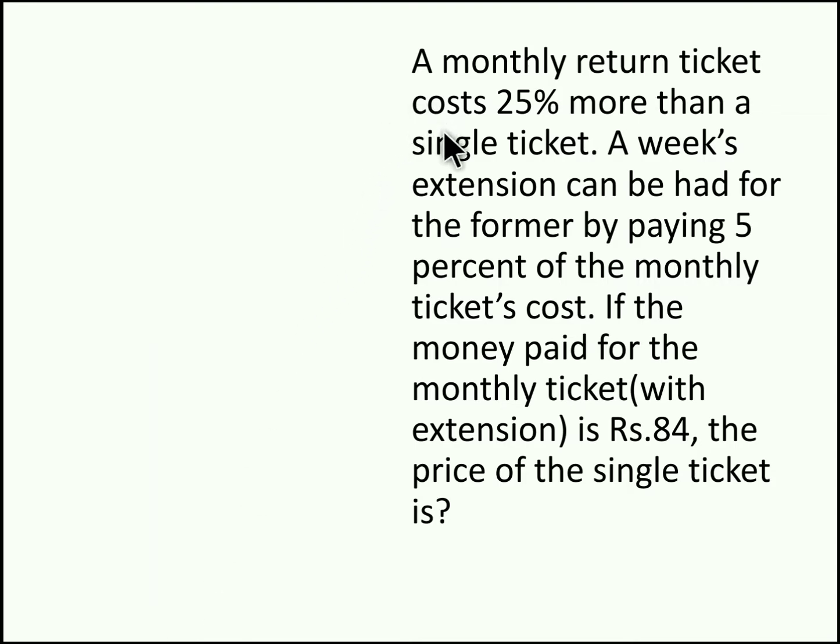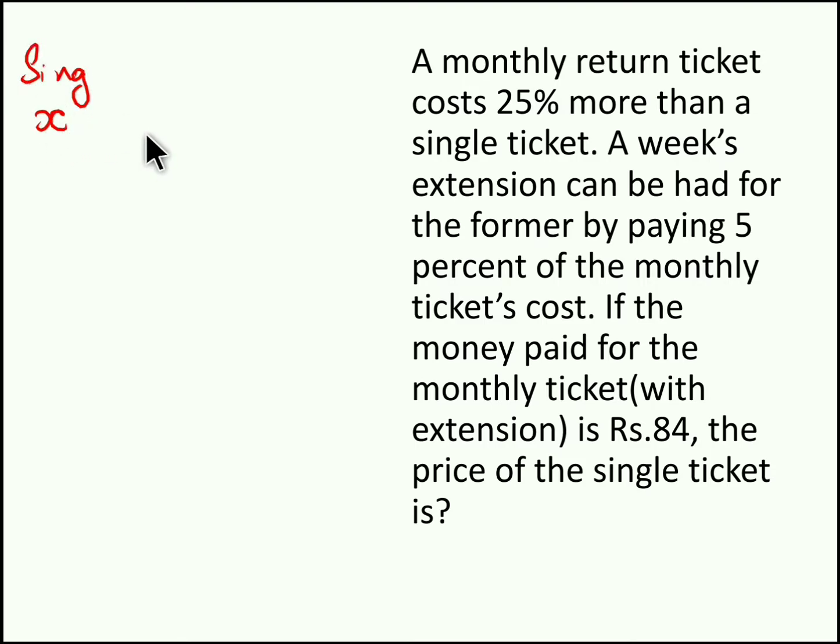A monthly return ticket costs 25% more than a single ticket. A week's extension can be had for the farmer by paying 5% of the monthly ticket's cost. If the money paid for the monthly ticket with extension is rupees 84, the price of the single ticket is dash. Okay, let the weekly single ticket be X rupees.